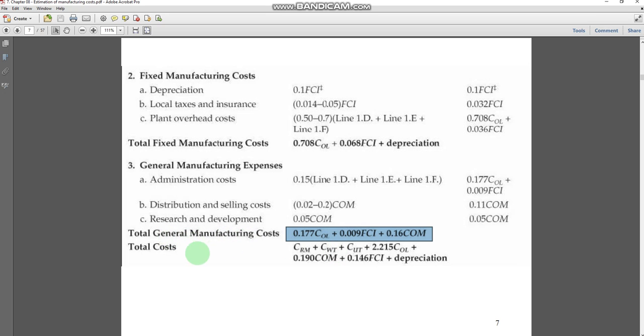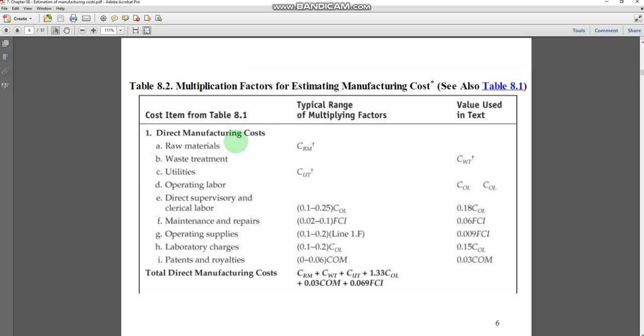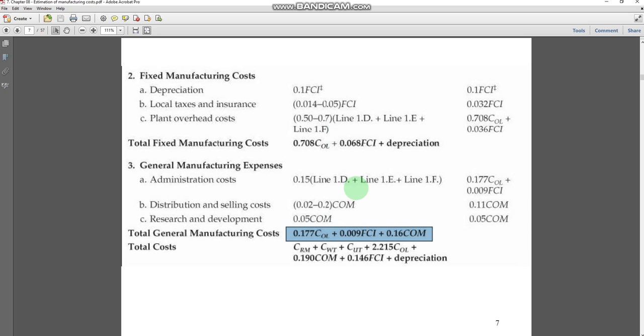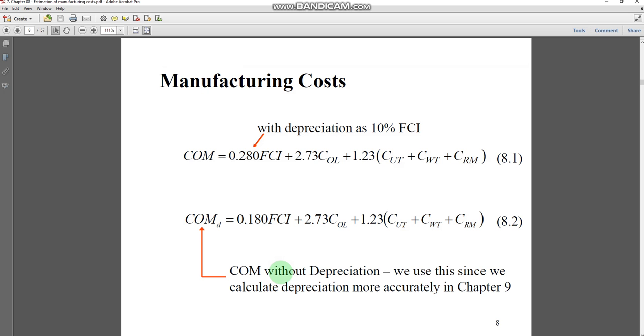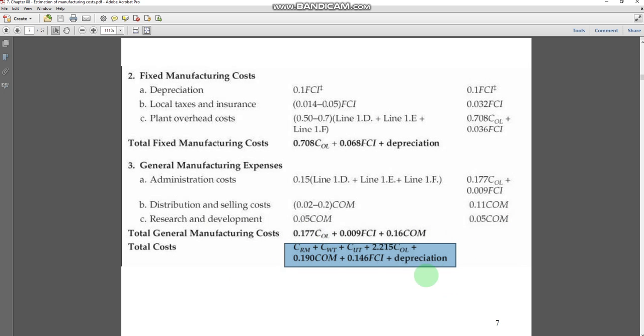Okay, so once you have the value for the total general manufacturing cost, the total fixed manufacturing cost, and the total direct manufacturing cost, you can add all of them together to get the final equation in this form. This will represent the total manufacturing cost of any process. Now let us see some more equations. Actually, we are using the same equations. One equation is this one that represents the total manufacturing cost.